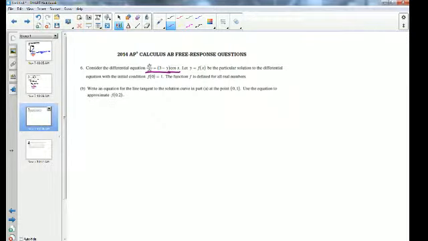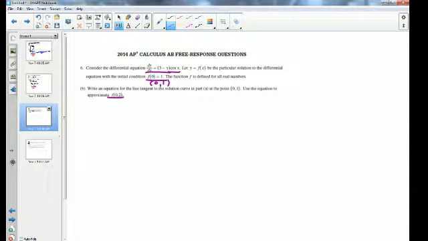Let y equals f of x be the particular solution to the differential equation with the initial condition. The function is defined for real numbers. What point is that? 0, 1. Yeah, so keep in mind we can make statements like that. Write an equation for the tangent line to the solution curve in part A at the point 0, 1. Use the equation to approximate f at 1.2. Y minus 1 equals slope. So go ahead and do this.